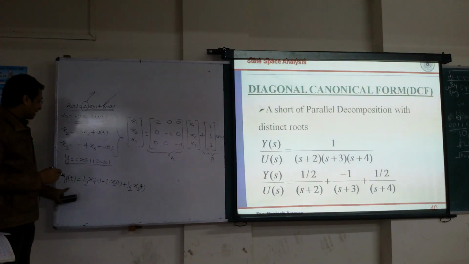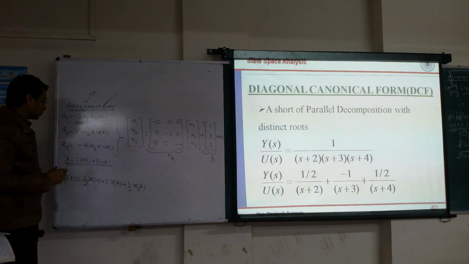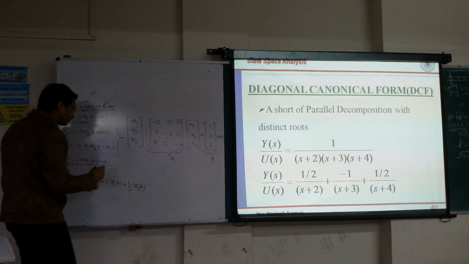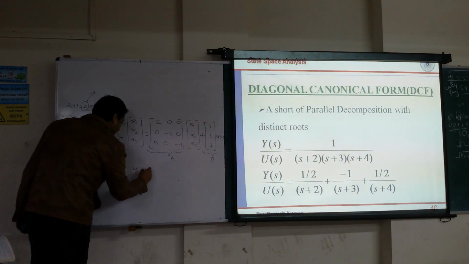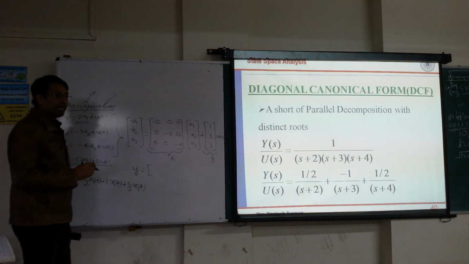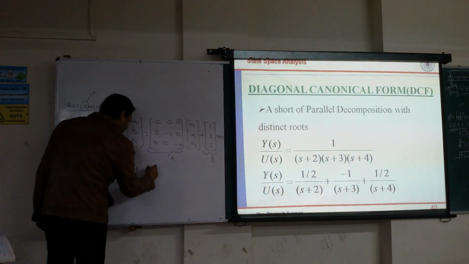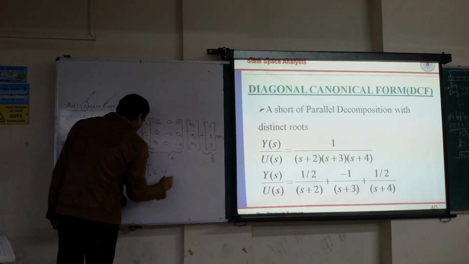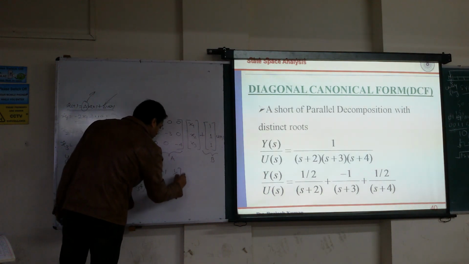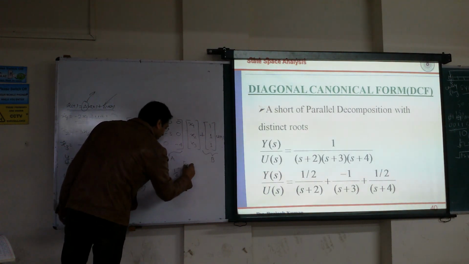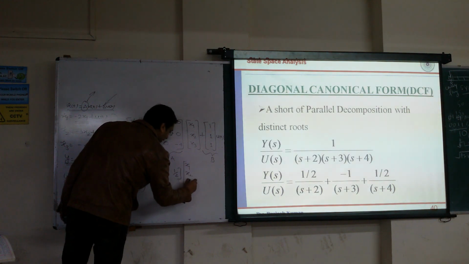Correct? Now, rearrange this output equation in matrix form. So what you will get? Y will be equal to Cx plus D. So C you are going to get 1 by 2, minus 1, again 1 by 2. I am going to write it like this, X1, X2 and X3.